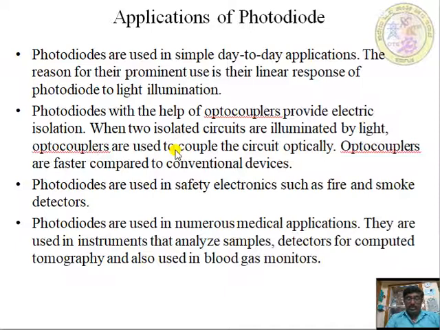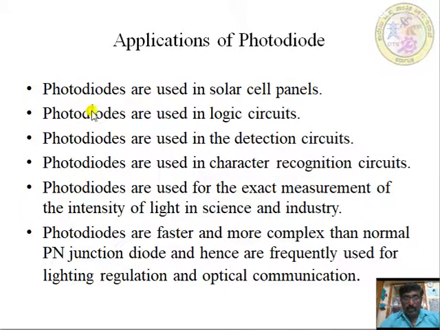Photodiodes are used in numerous medical applications. They are used in instruments that analyze samples, detectors for computer tomography, and also in blood gas monitors. So almost in all medical applications, these photodiodes are used. So these are some of the simpler applications of photodiodes.